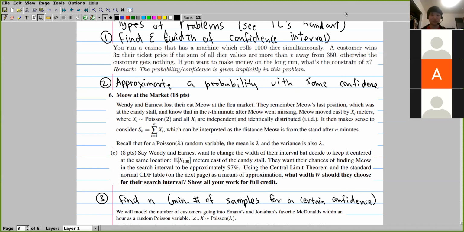Another type is where you might want to approximate a probability with some confidence that you want to hit. And then also, oh shoot.